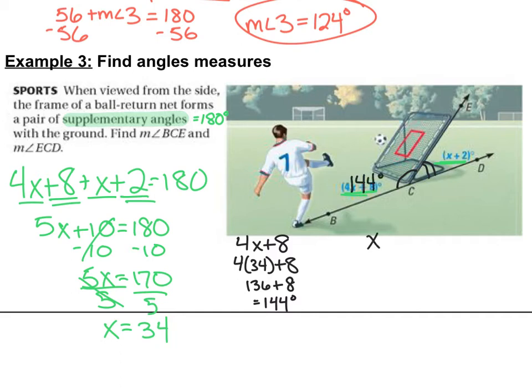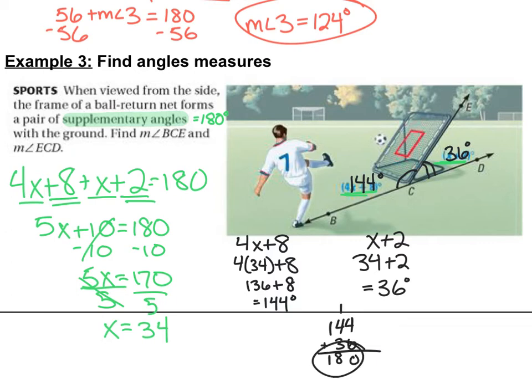We'll do the same thing with x plus 2. That's 34 plus 2, and that'll be 36. One way of checking to make sure is if I take 144 plus 36, if I add those together, I should get 180, and I do. So that's how I know I did the math correctly. Okay? So nothing different than what we've done before, just adding it into angles now at this point.